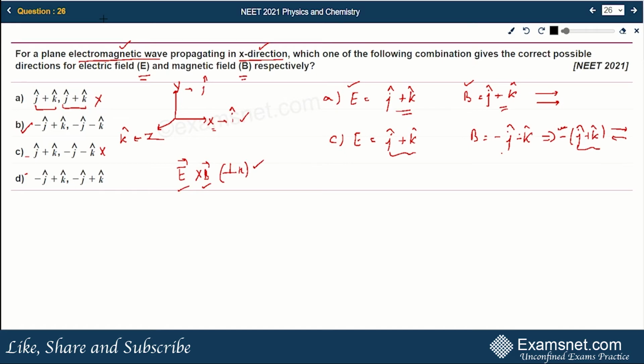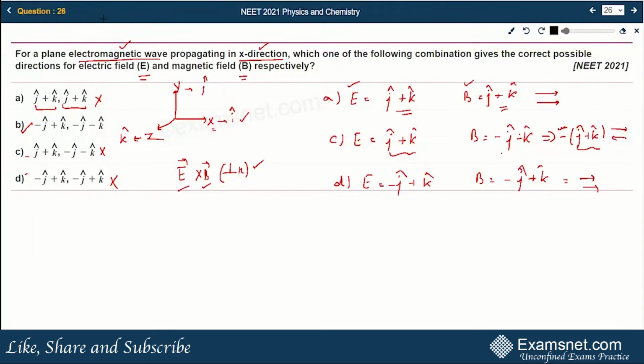Okay, and the last one: electric field is given as J cap minus J cap plus K cap, and magnetic field is given as minus J cap plus K cap. Again same to same, that means they are parallel to each other. So this is also not possible. So the only possible answer can be option B.